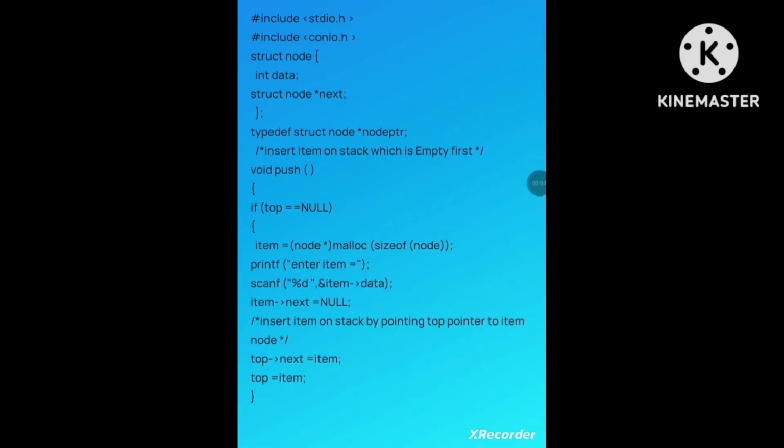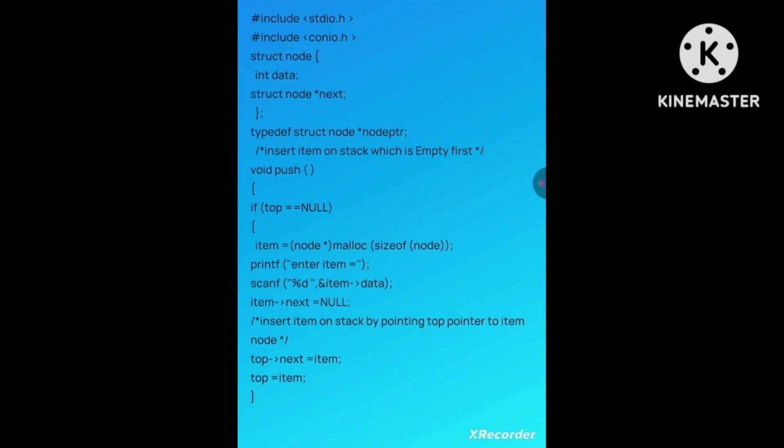Now for the push function, which is defined as a void function, we first check whether the stack is empty. For that, we check using an if condition: if top is equal to null, that means our stack is empty. So we first create the item node using the malloc function and then scan the value of the item. Then we assign the next pointer of the item to be null. Now we point the top pointer to the item node, which is created to be the node on the stack.